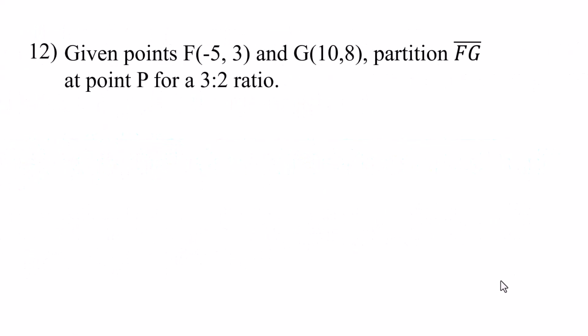Okay, try this one. Given points F(-5, 3) and G(10, 8), partition segment FG at point P for a 3:2 ratio. I understand that that's probably not even sounding like English, but give it a shot. You might know how to do it. If you don't, wait for me. I'll be right back.